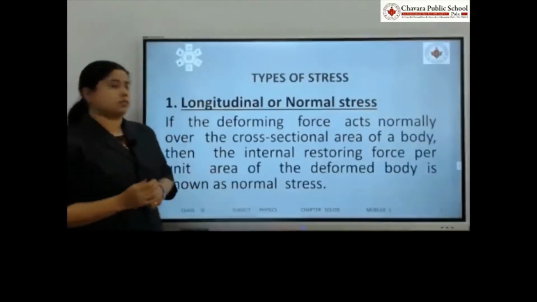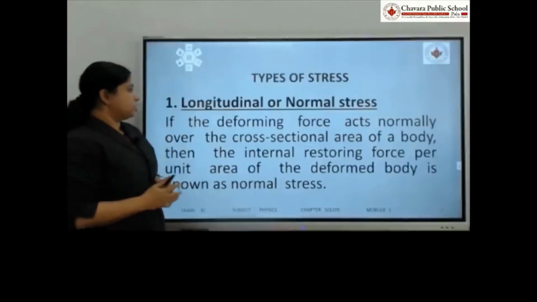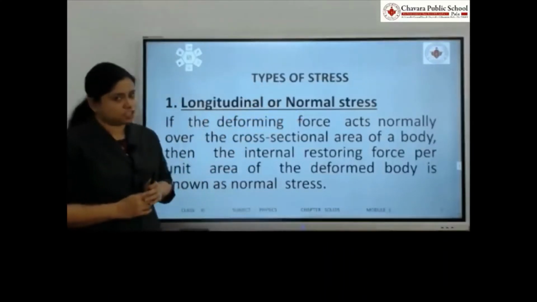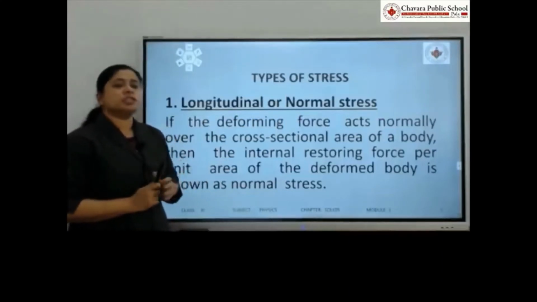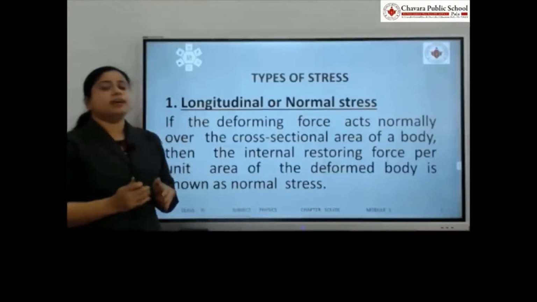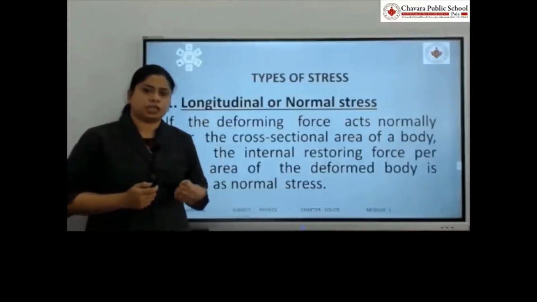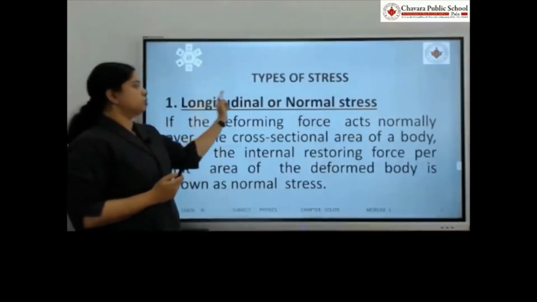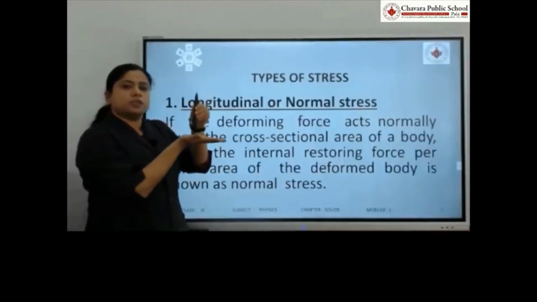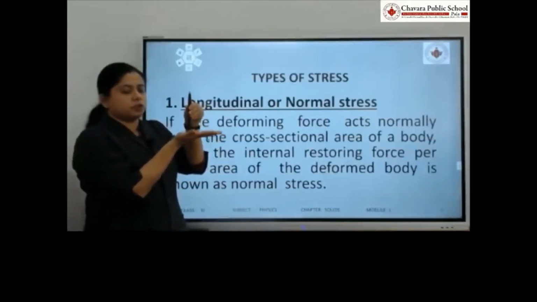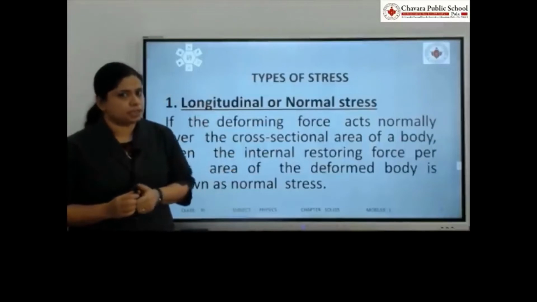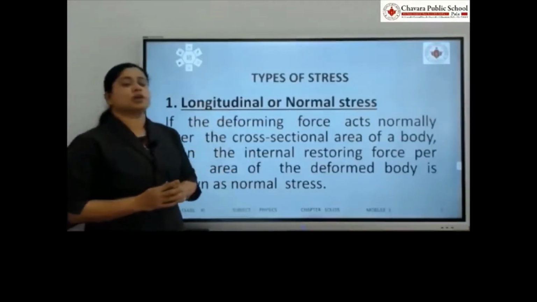Next topic, types of stress. The first one is longitudinal stress or normal stress. Suppose we apply a force perpendicular to the cross-sectional area of the body, then the restoring force developed per unit area is known as the longitudinal stress or normal stress.